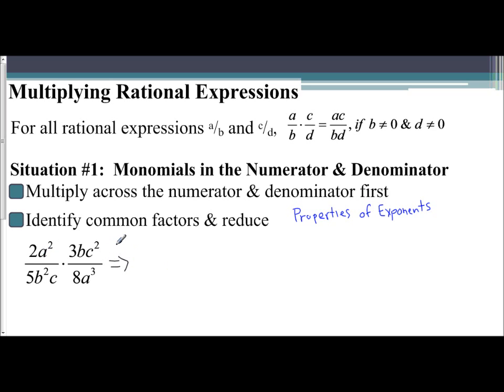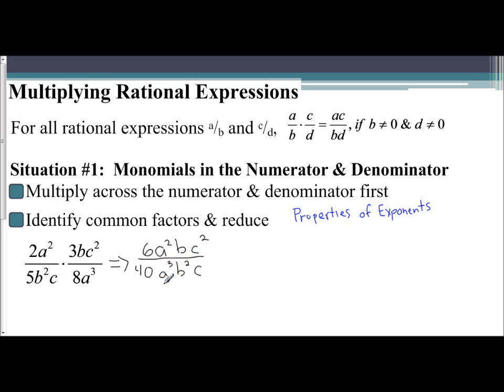2a squared times 3bc squared. 2 times 3 is 6. And then put your variables in alphabetical order. A squared, b, c squared. 5 times 8 is 40. Put the variables in alphabetical order. A cubed, b squared, and then c.